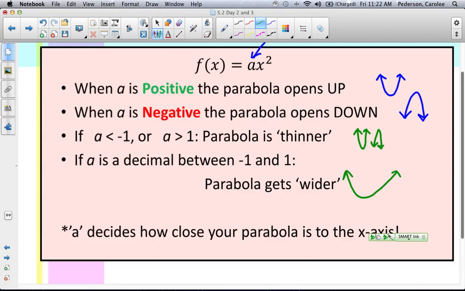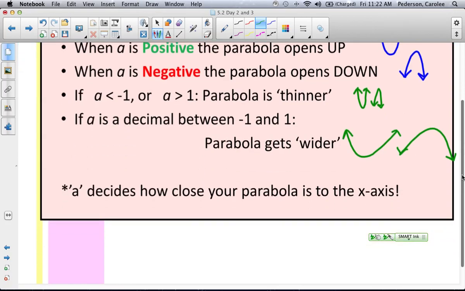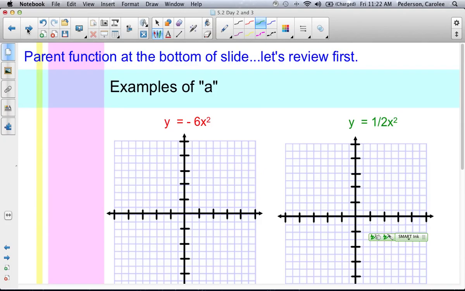Here's how it looks if it opens up or if it opens down. The a decides how close your parabola is to your x-axis. All right, so we're going to look at the parent function first on the bottom of this slide, and then notice the difference between the two equations.